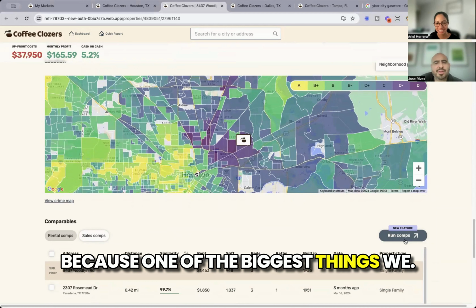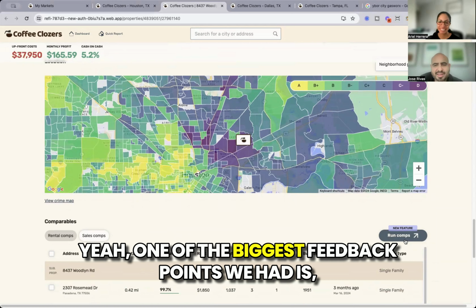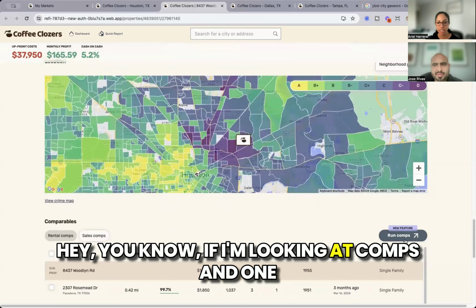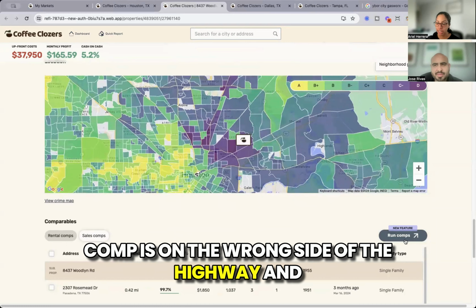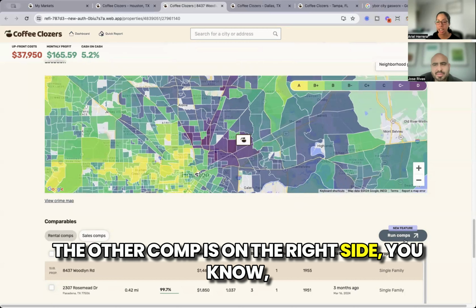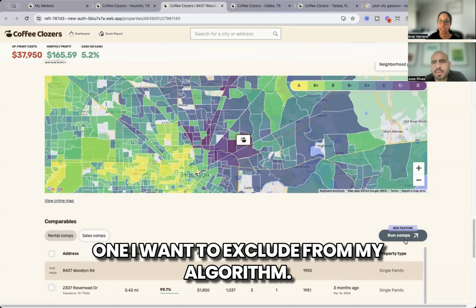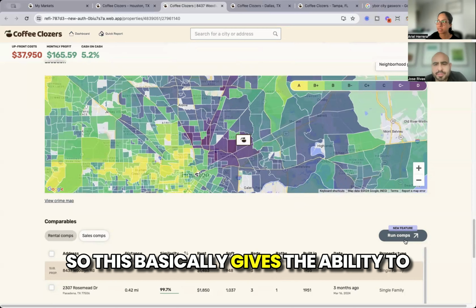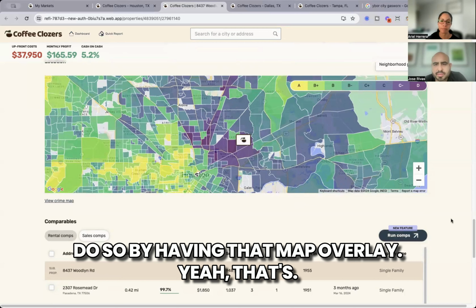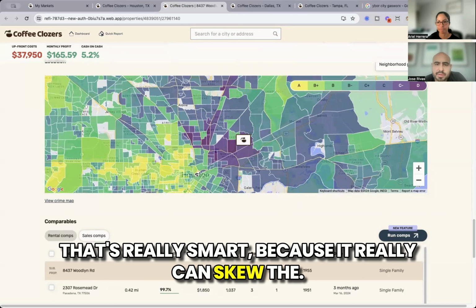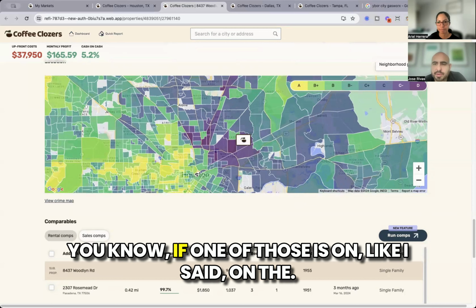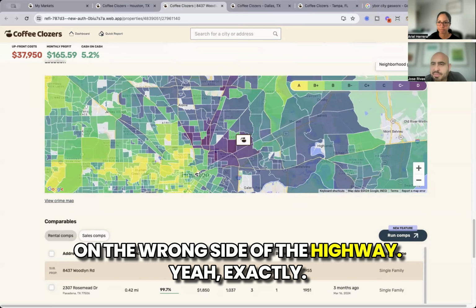Oh, that's cool. One of the biggest feedback points we had is, hey, if I'm looking at comps and one comp is on the wrong side of the highway and the other comp is on the right side, those are two completely different comps. One I want to completely exclude from my algorithm. So this gives the ability to do so by having that map overlay. Yeah, that's really smart because it can skew the whole thing if one of those is, like I said, on the wrong side of the highway.